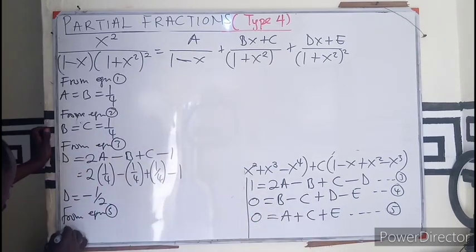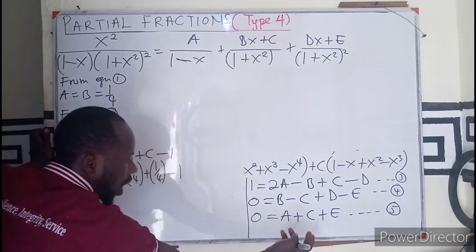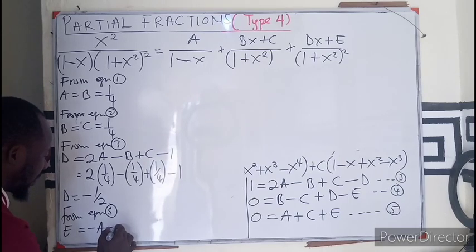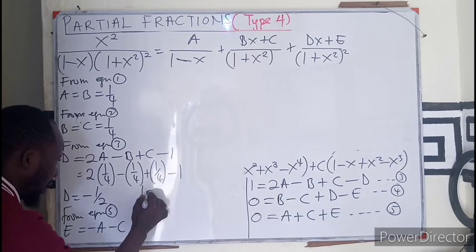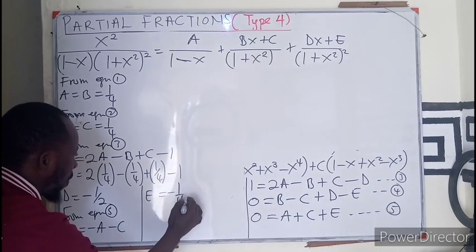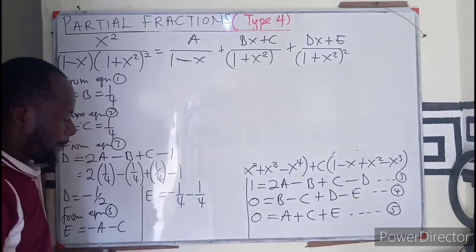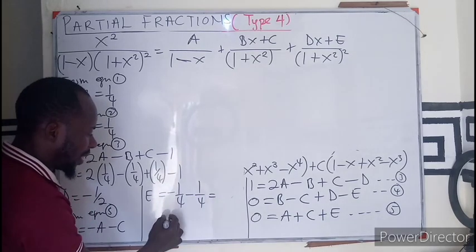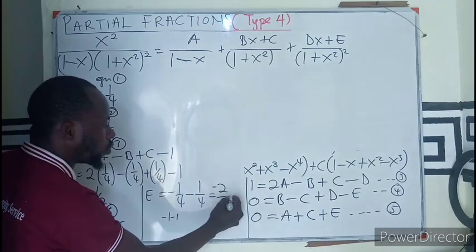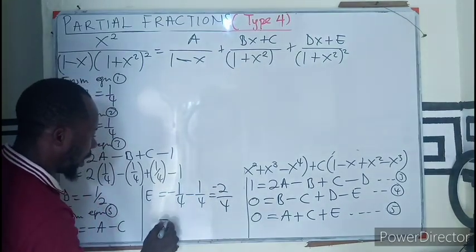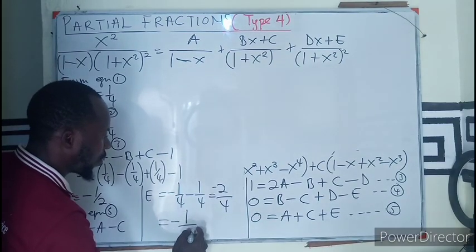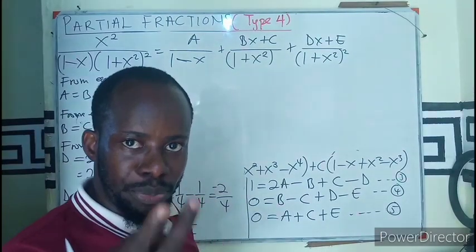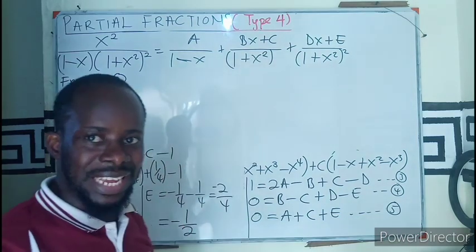Maintain the E there. So E is going to be equals to, these two are going to cross to the other side. Minus what? A, minus what? C. And that will be E equals to minus 1 over 4 minus 1 over what? 4. They have the same denominator, right? So we subtract the numerators. Negative 1 minus 1, that will be negative 2 over 4. So E is going to be negative 1 over what? 2.